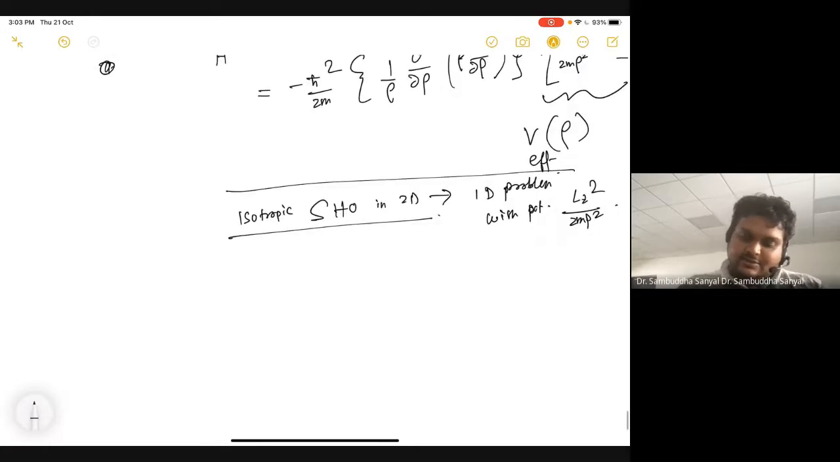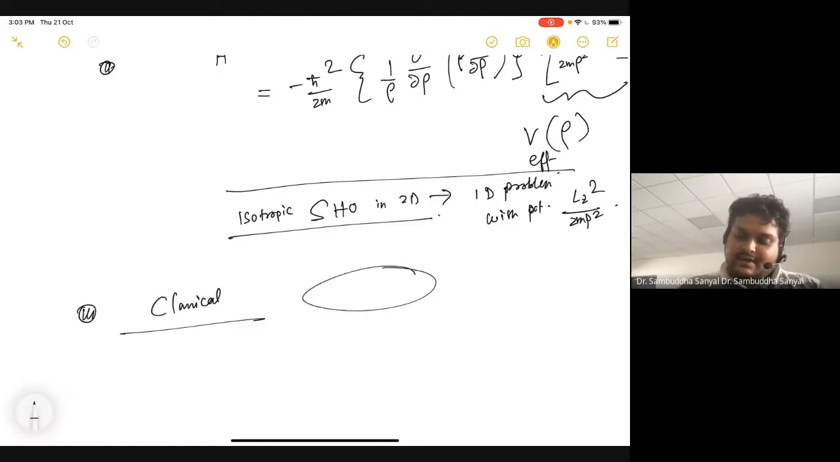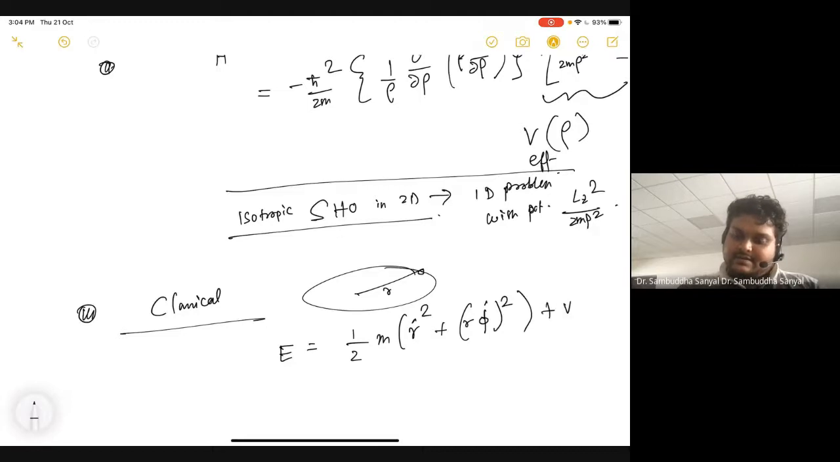So notice that the intuition I build up here is from the classical problem, where I visualize this as a particle on a ring, at distance r. So if that happens, then the energy is half m r dot square plus r phi dot square plus V r. Okay. So this term is the simple radial kinetic term. This term is the centrifugal term, and this term is some potential.